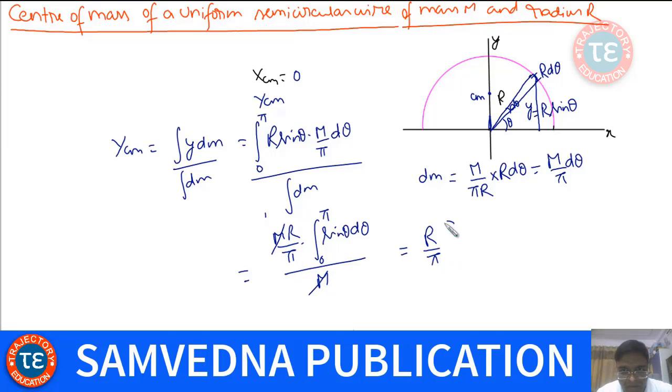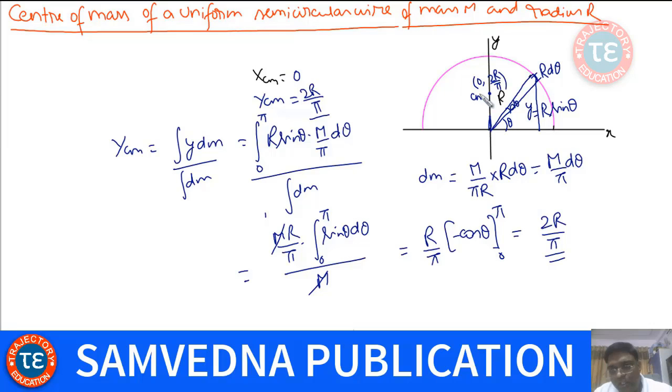So this is r upon pi times minus cos theta from 0 to pi, that is 2r upon pi. ycm is 2r upon pi. So the coordinates are 0, 2r upon pi. Okay, that's the position of the center of mass.